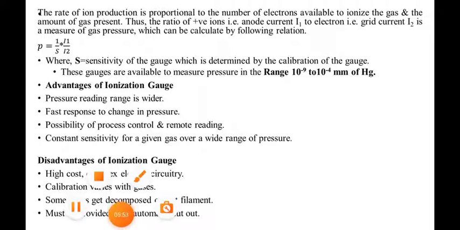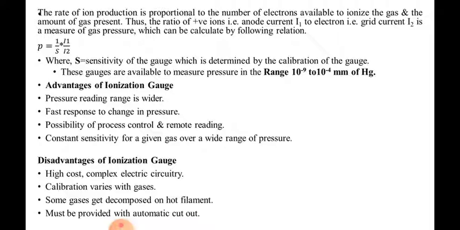This is the instrument used for the measurement of low pressure. In this way we can measure the pressure by knowing I1 and I2, where S is the sensitivity of the gauge, which is determined by the calibration of the gauge.